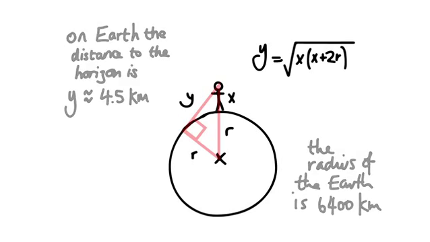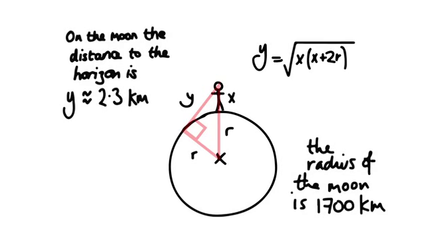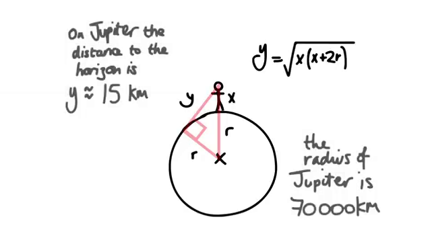On the Moon, the distance to the horizon is only 2.3 kilometres. Because it has a smaller radius, it curves away more steeply. However, Jupiter, the largest planet in the solar system, has a radius of over 10 times larger than the Earth's, and if we could stand on it, we'd find that the distance to its horizon was 15 kilometres.